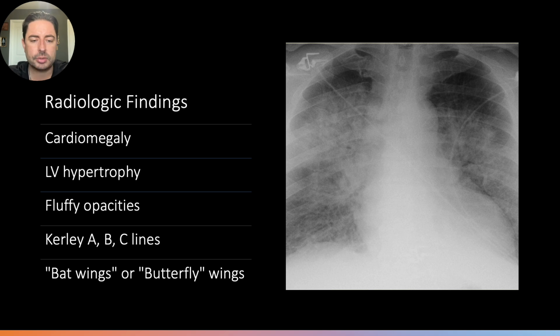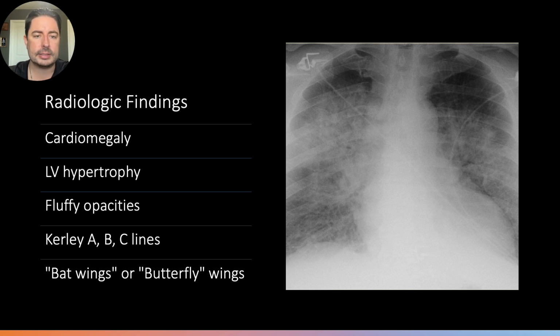So when we look at x-rays, what we're looking at is, does this patient have cardiomegaly? Again, cardiomegaly is an enlargement of the heart. The way that we do this as a quick estimate is, does the heart take up more than half of the thorax in that chest x-ray? If it does, then we classify that as cardiomegaly. Does that patient have left ventricular hypertrophy? So do we have an enlargement of the left ventricle? You can see that right here.